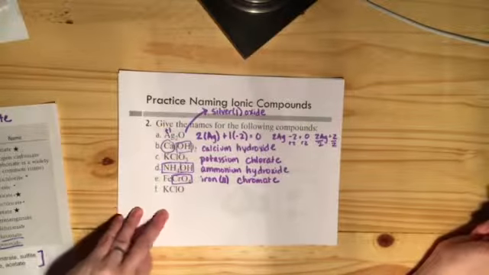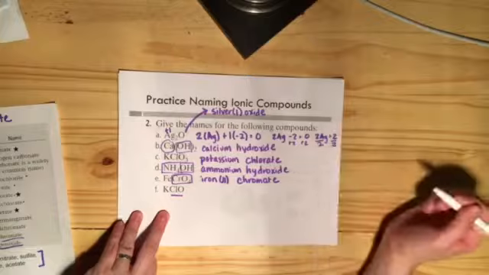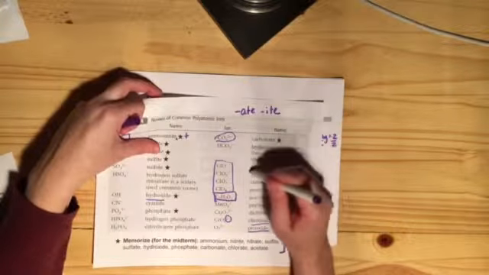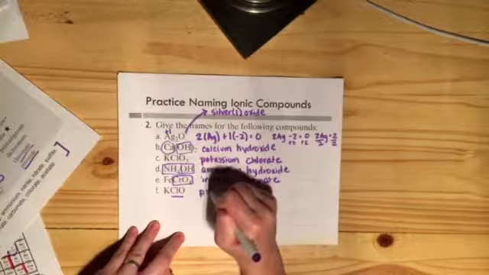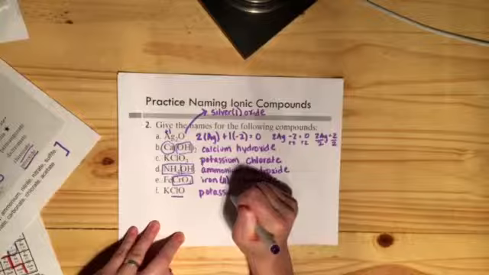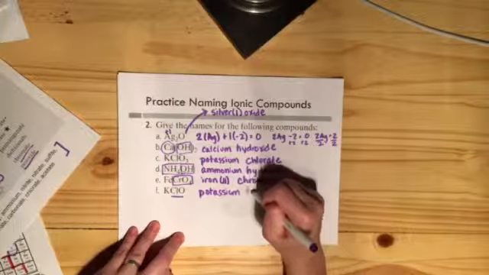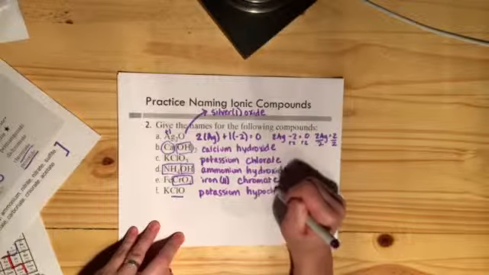Here, potassium, ClO, that's the least number of oxygens in this chlorine group. Hypochlorite. Potassium is type 1. So we have potassium hypochlorite.